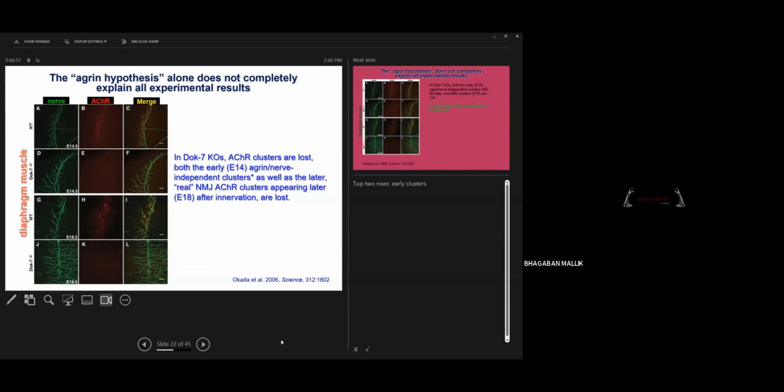Here again they have done the experiment with DOK7 at different time points, at E14.5 and E18.5. This is the wild type synapse, and you can see that you have acetylcholine receptor clustering. When they knock out DOK7, you do not see the clustering. But in other synapses, I showed you that when they knock out agrin, in some cases you see the clustering of receptor, in some cases you do not. However, with DOK7, in every case you do not see the clustering of receptor when you knock it out. You do not see clustering at E14.5, or when you knock out at the later stage E18.5. That means DOK7 is required for the clustering of acetylcholine receptor.